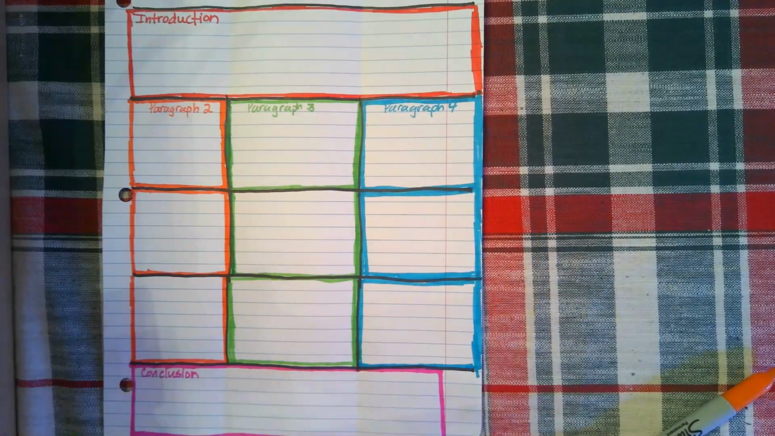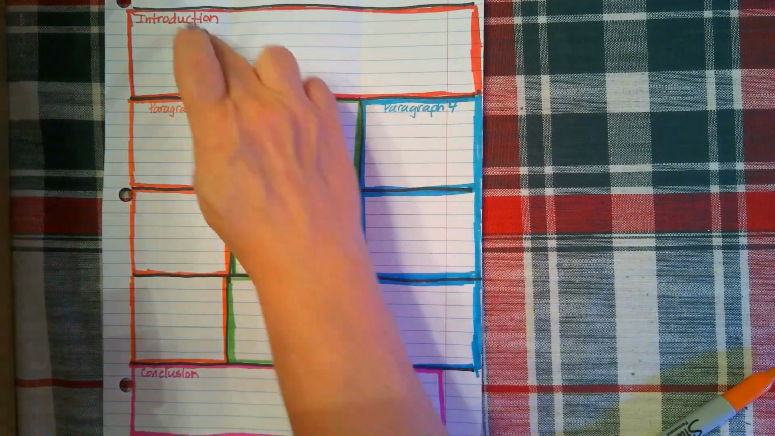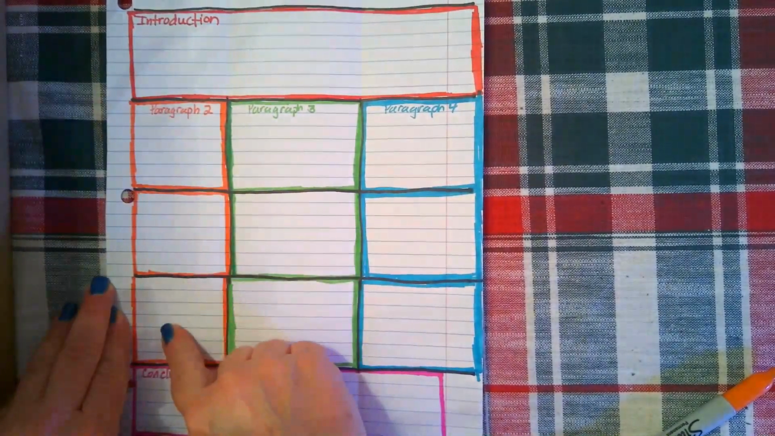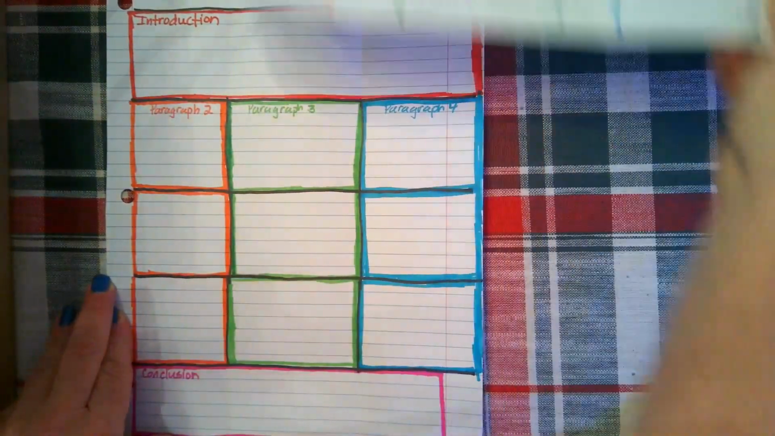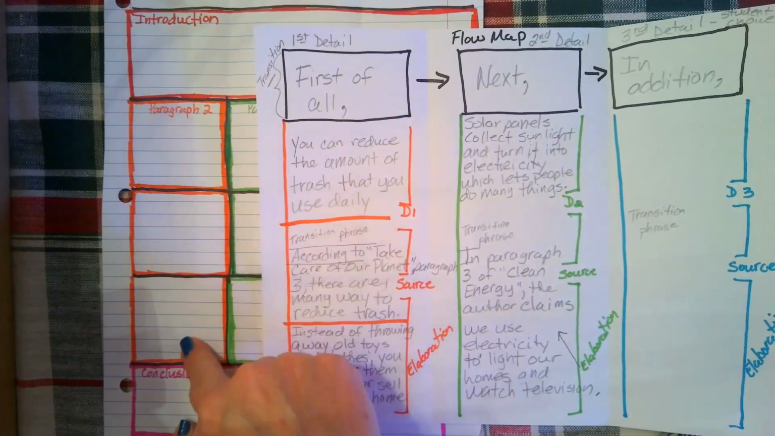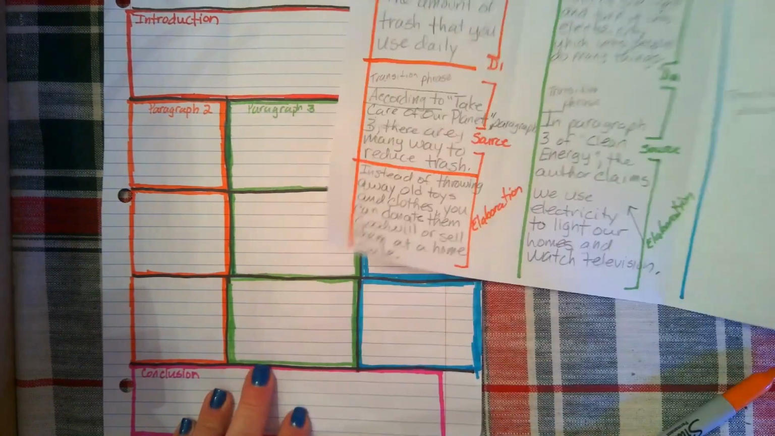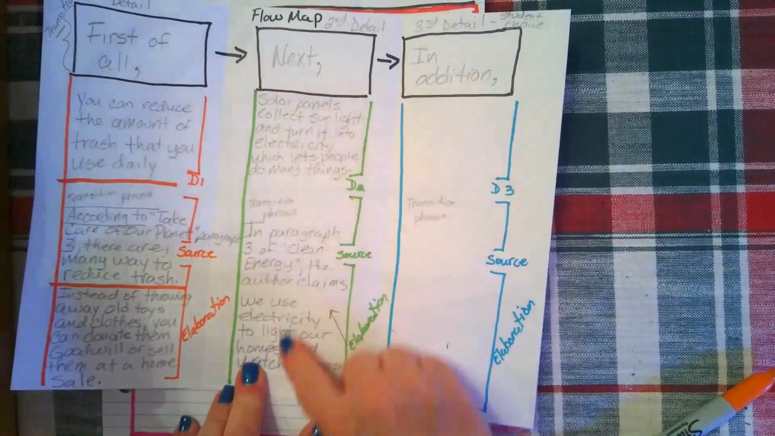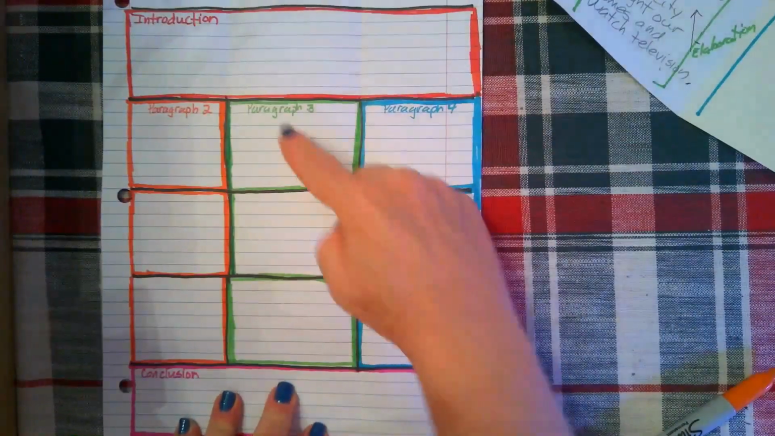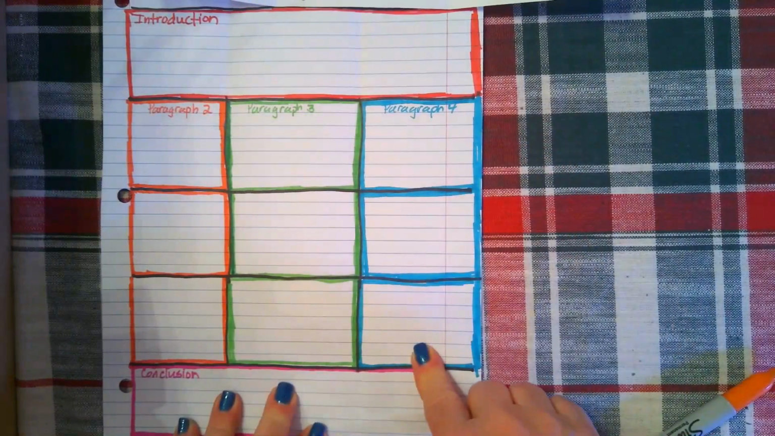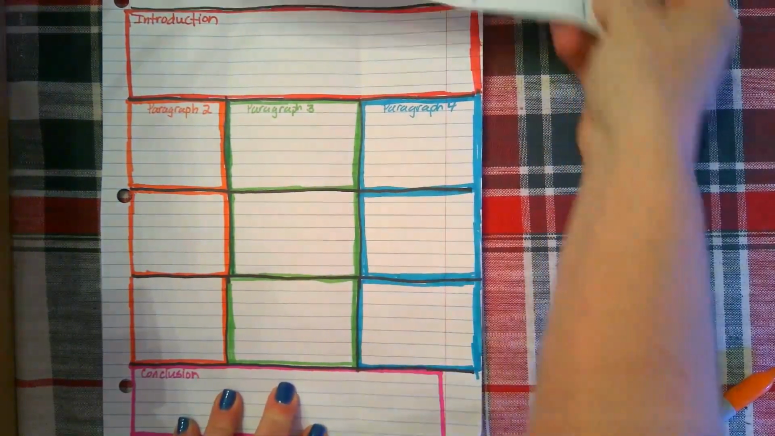And again, it's not going to be perfect, but it'll be something that they created and that they can be proud of. So if you notice, the introduction is in red. In the orange column, in essence, all of this information will be rewritten here. In the green, which is paragraph 3, will be all of this information from the flow map put into here. And the blue, they are going to be doing on their own, just like they did the blue here.